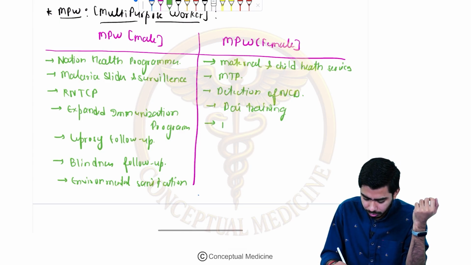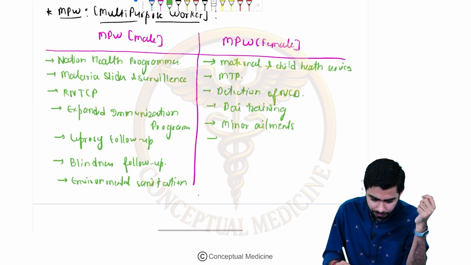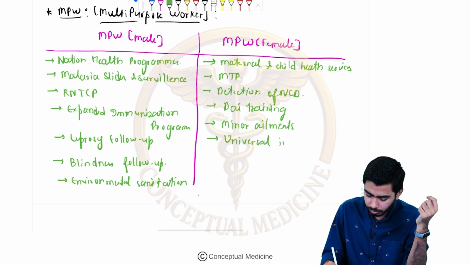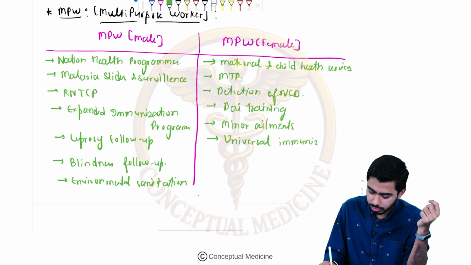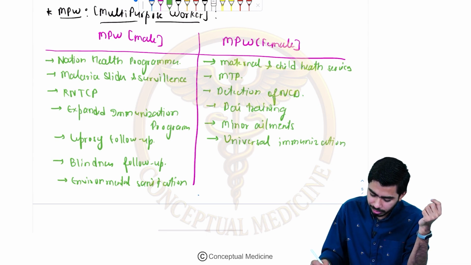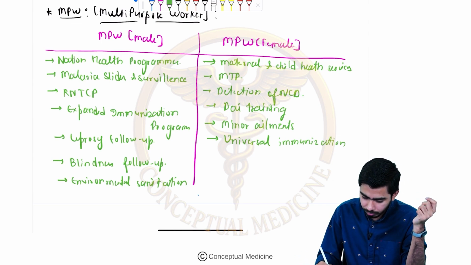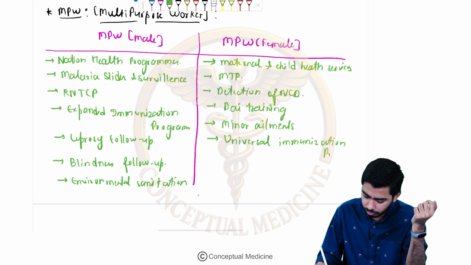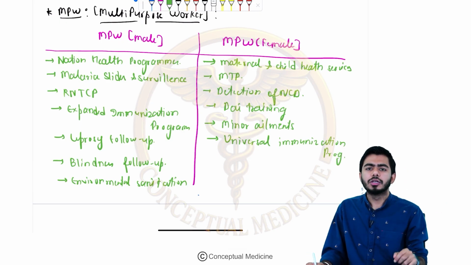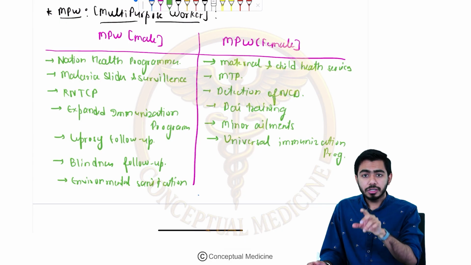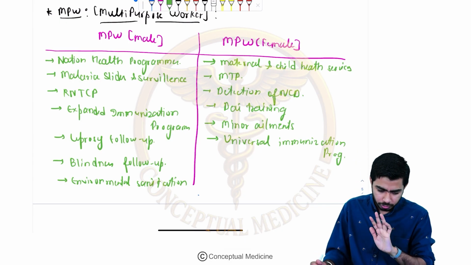They should be giving the treatment for minor diseases and minor ailments. We'll be training them, obviously, for that. Along with that, the universal immunization programs will be covered by these multi-purpose workers, male and female. Universal immunization programs, right. So they are working at which level? Sub-center level. That should be very, very clear.